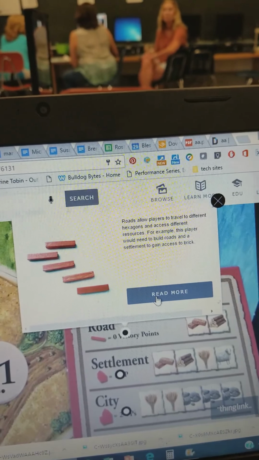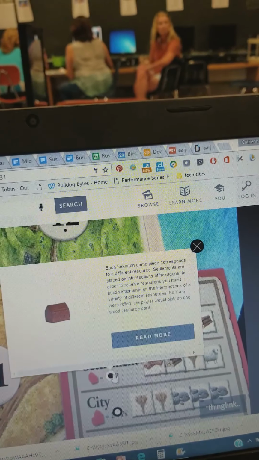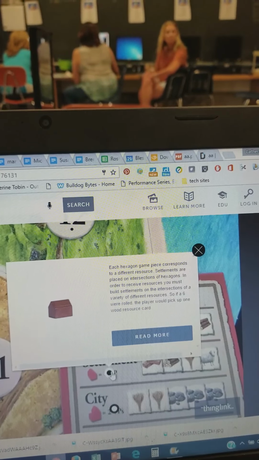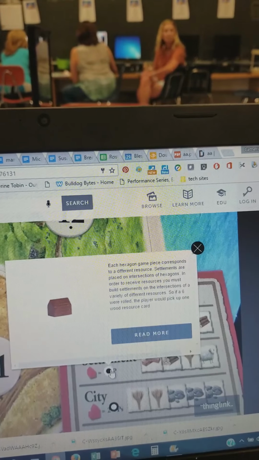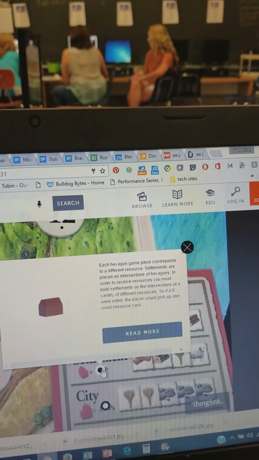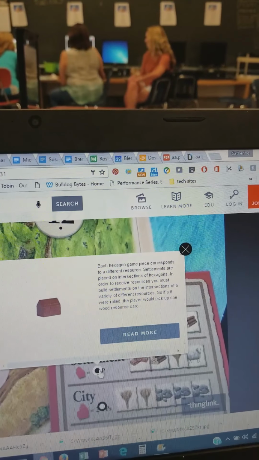And then if you go to the next one, the settlements, those are the little houses that you put on the corners. You can't pick up any of the cards, sheep or wood or brick or anything like that, until you have a little house on one of the intersections. And then a city, that bottom one, if you have that, it doubles the number of cards that you can pick up.